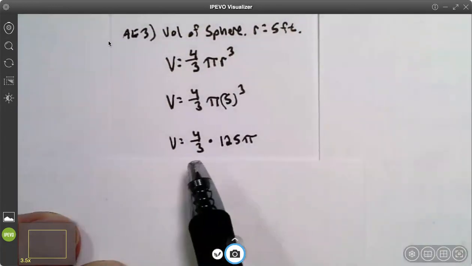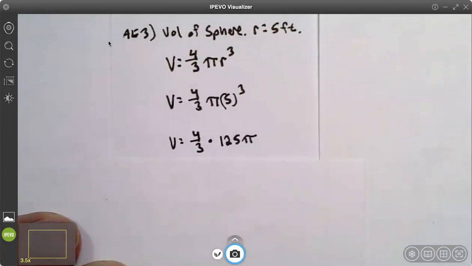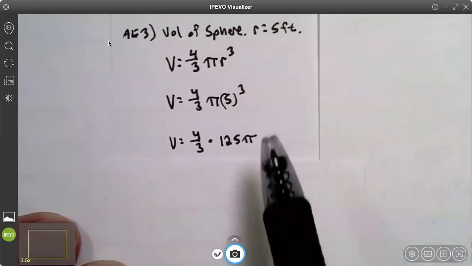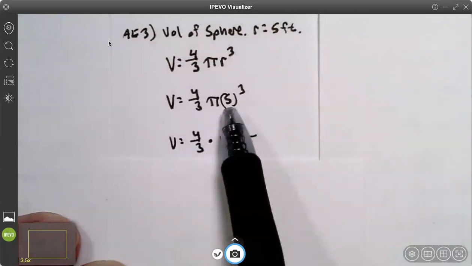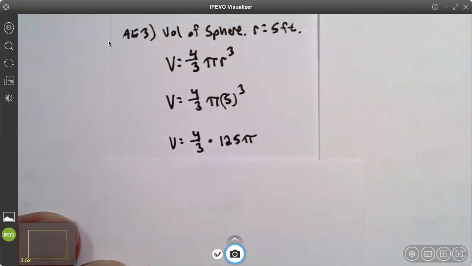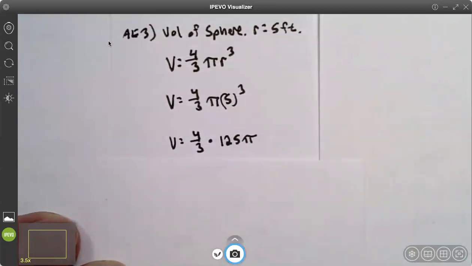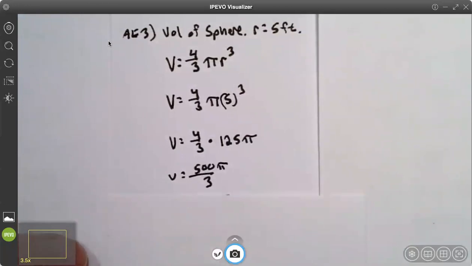Now, I could, in a scientific calculator, say 4/3 times 125 times pi, or in any order I want to multiply those together. But I'm going to show the work if you're doing it on a regular calculator and you're trying to be logical and understand every step. 5 cubed is 125. I like to say 125 pi. Now, instead of multiplying by 4/3, which I can't do on a regular calculator, I'm going to say 125 times 4 to get 500.